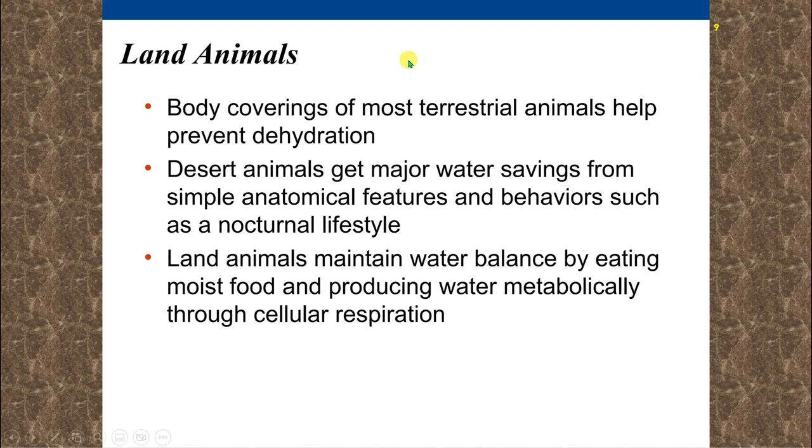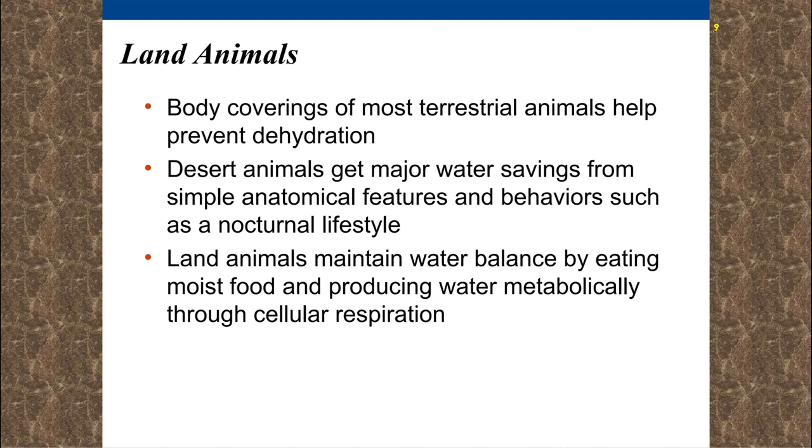Whereas for land animals, the mechanism is totally different. The body coverings of most terrestrial animals are such that they help prevent dehydration, and the balance of water and electrolytes is a little more complex matter than that of fish, etc.